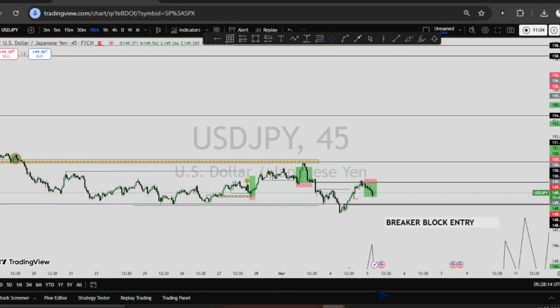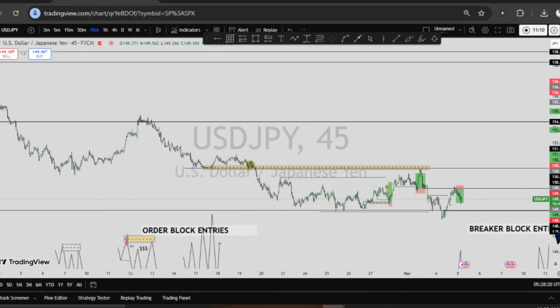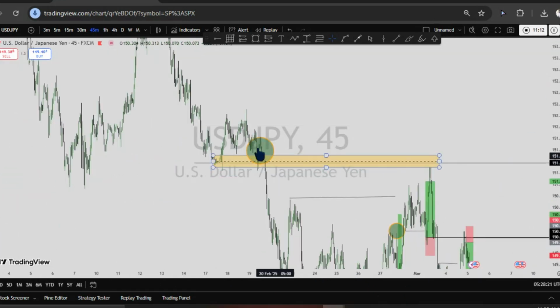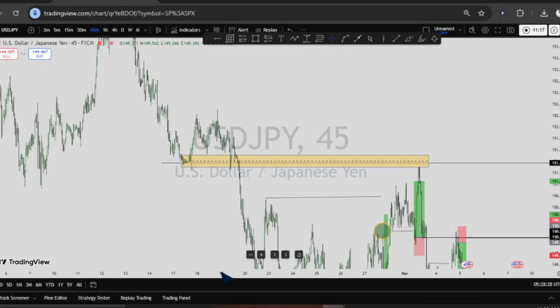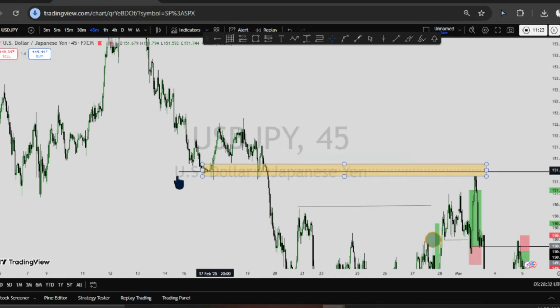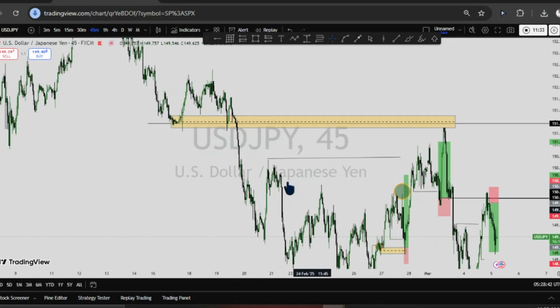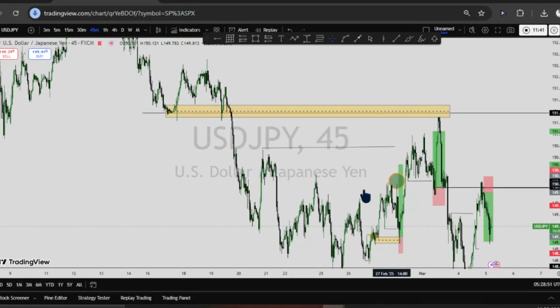Now, we have a breaker block type entry here. Let's see this one. Now, this is like a breaker type entry, right? So this is like an order block. Now the market broke through it impulsively and it started moving to the downside. Now it did what? What did it do here? It created something like what? An inducement. A liquidity, right? A sharp high, right?